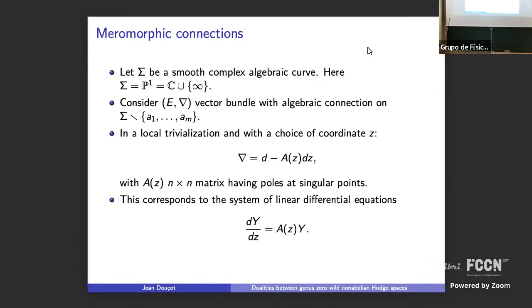Okay, so just to fix ideas. We consider a fixed smooth complex algebraic curve, sigma, and here today we will only work in genus zero and fix once and for all sigma equal to P1. The objects that we consider on them are vector bundles equipped with an algebraic connection on P1 minus a finite number of singularities.